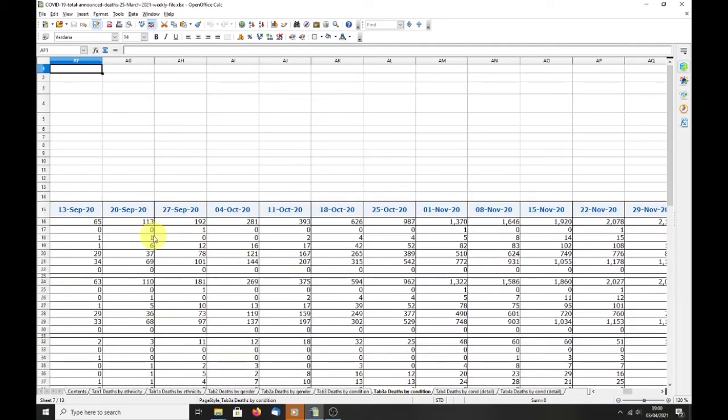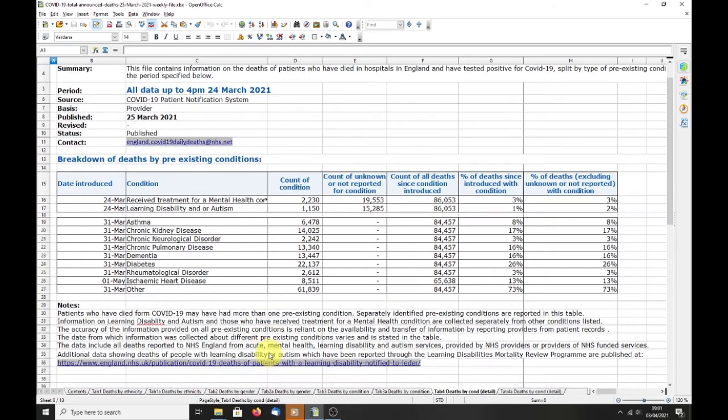So carry on then. This one's just another version of the condition in different format, but this one's more interesting because it tells you the different pre-existing conditions that people have died from or died with COVID from. So you see mental health, learning disability and autism. Now, how can that be classed as a pre-existing condition? Because you don't die from having a learning disability or autism, do you?